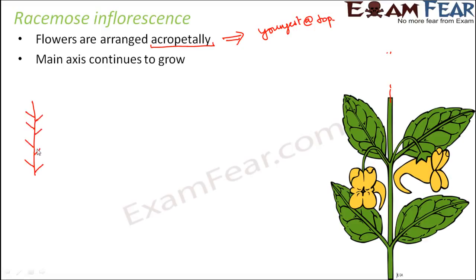That means this is the oldest, these are the newer ones. So the ones which are at the top are the newest flowers. This is one example of racemose inflorescence. Another example could be something like this.